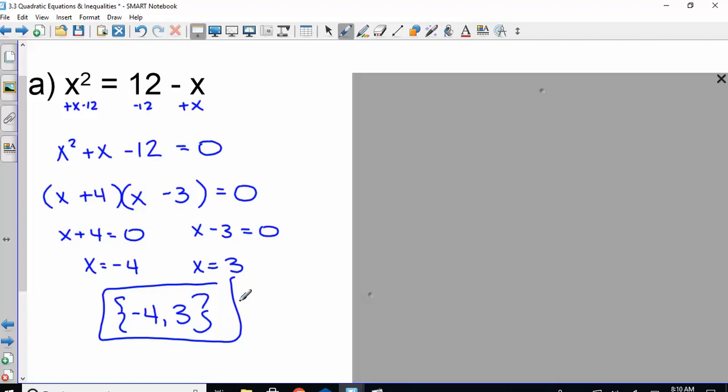Can you check these? Yeah, plug it back in the original. Negative 4 squared is 16. 12 minus negative 4 is 16. 3 squared is 9. 12 minus 3 is 9. So it does work.